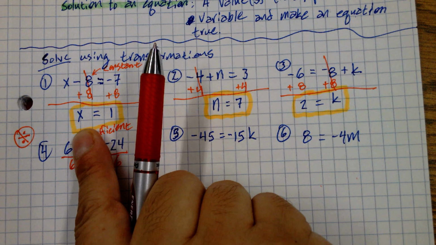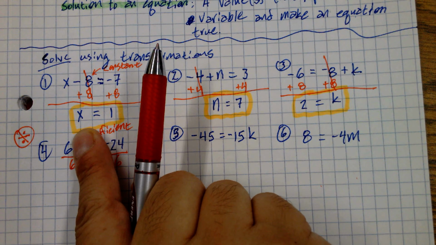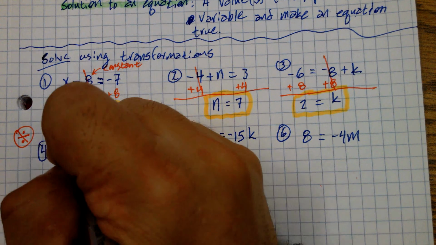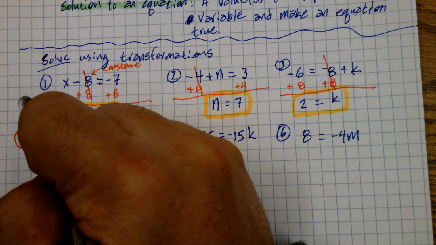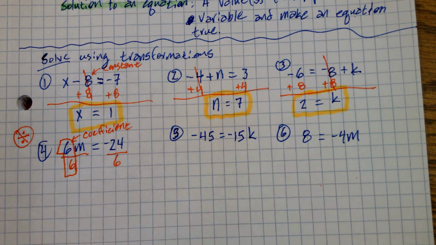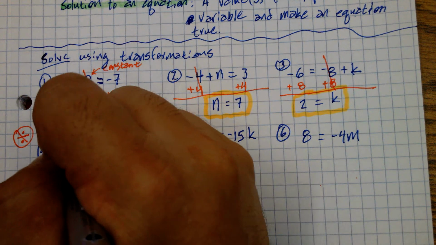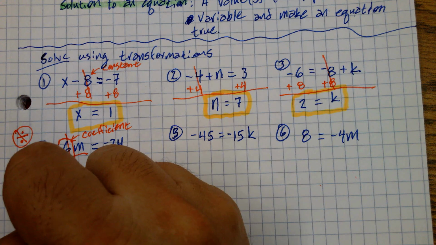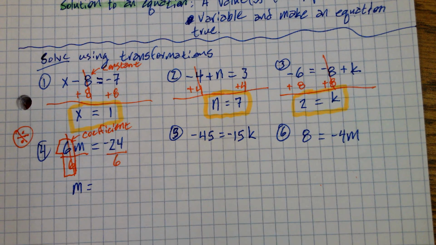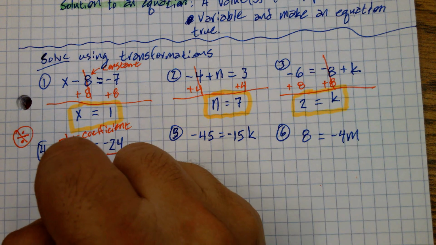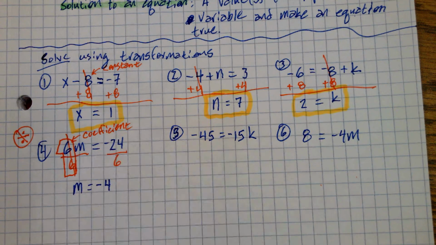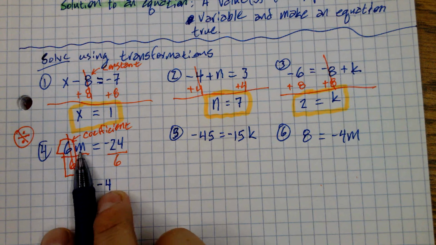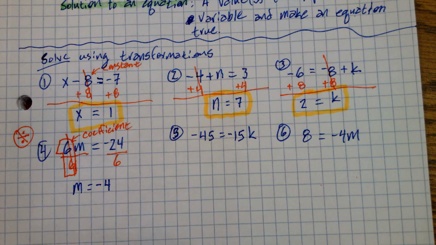And here's why. What is 6 divided by 6? It's 1, right? So basically, we turn it into a big 1. And what's 1 times m? M, right? So these basically cancel because it becomes 1 times the variable. And so now I get m equals negative 24 divided by 6, which is negative 4. And then if I go back, 6 times negative 4, well, that's negative 24. So that is our solution.